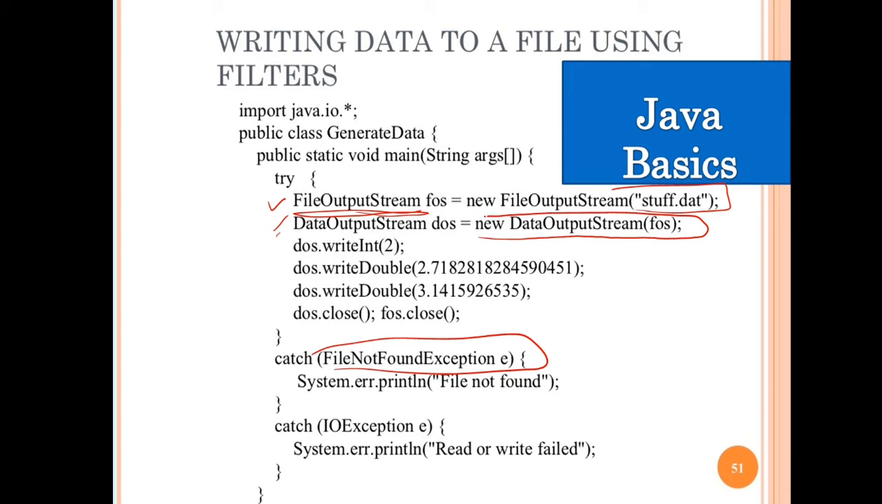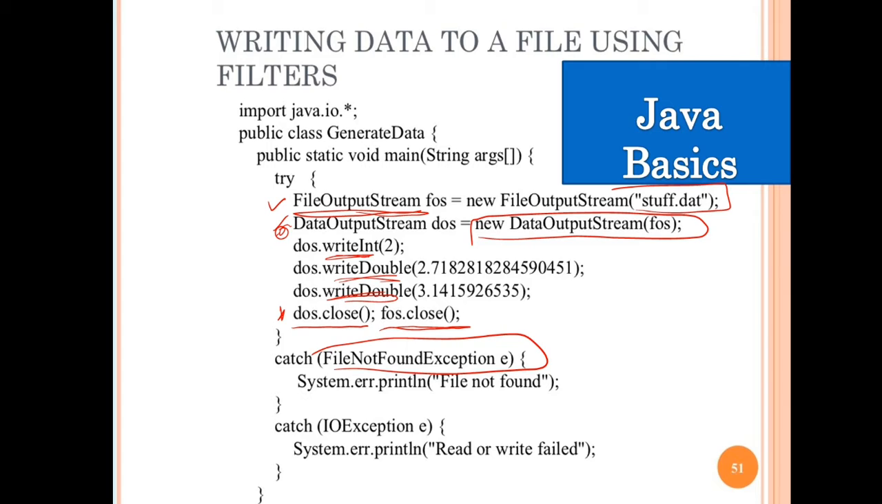This is the filter, right? In the data output stream, we're saying that we need to write a very specific type of data. So we want to write an int, then a double, and then again a double, and after that we need to close. So we're going to close the data output stream, the filter, and then we're going to close the file output stream, right? So this is the way you can add a filter.